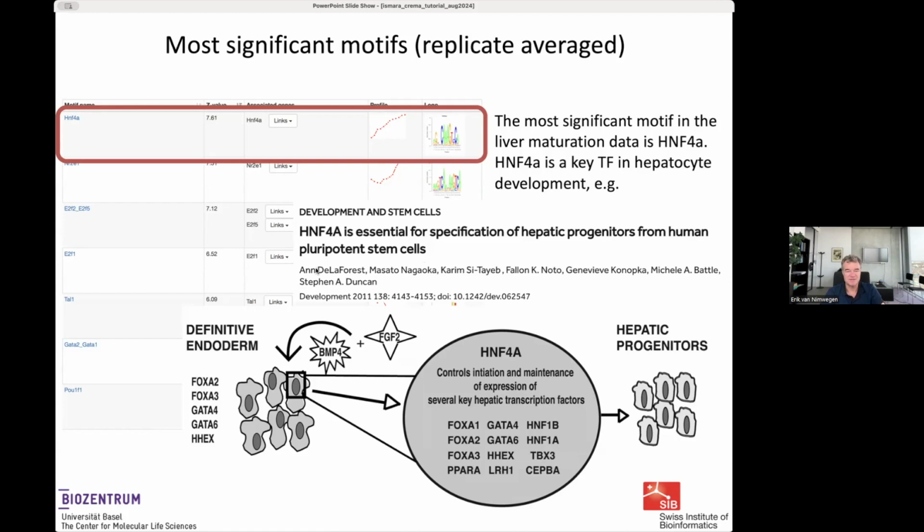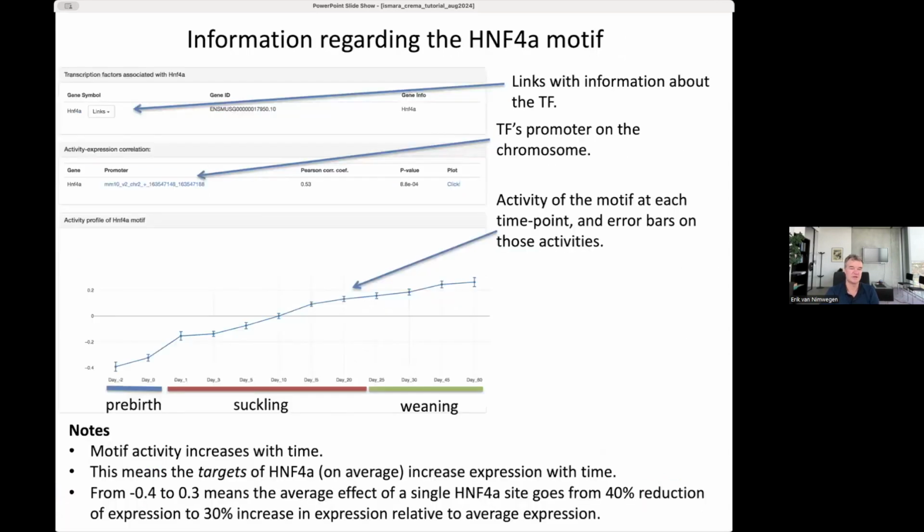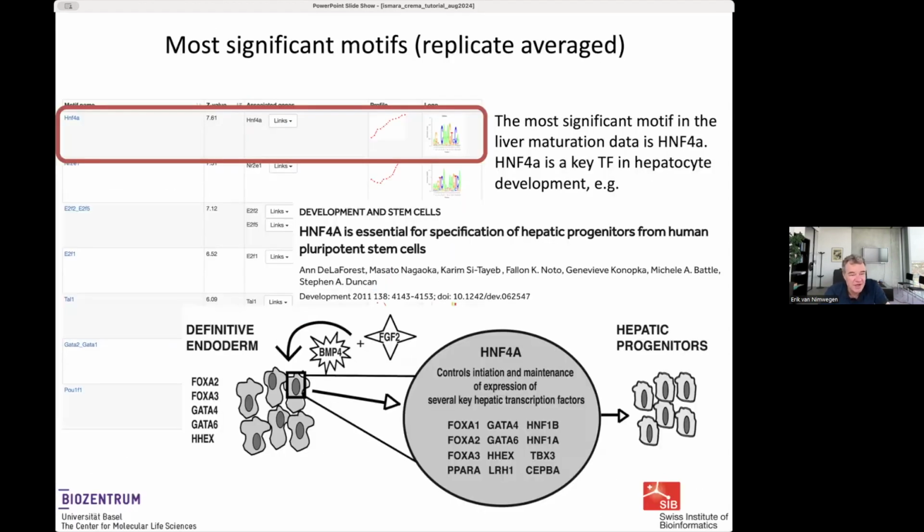Here's a review paper. HNF4A is essential for specification of hepatic progenitors from human pluripotent stem cells. And there is here a picture from this paper that says that HNF4A controls all these downstream transcription factors to make hepatic progenitors. So the fact that this one comes out at the top is, let's say, consistent with the information in the literature.